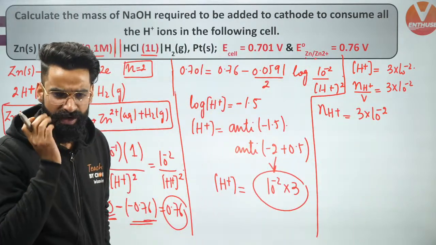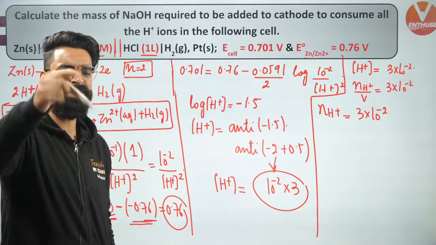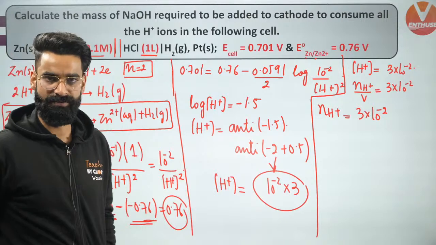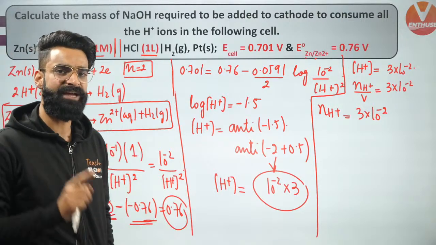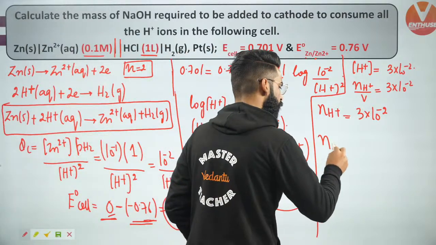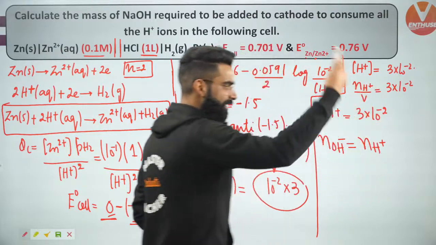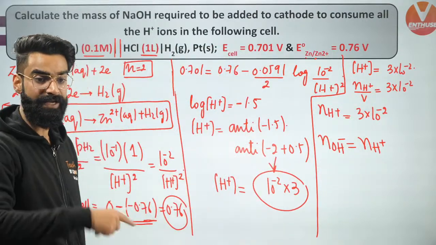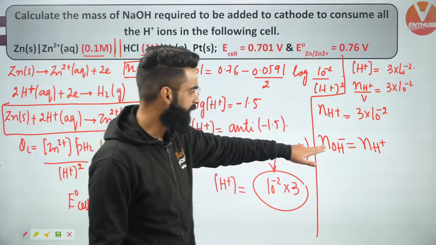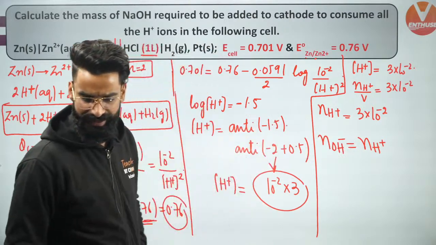What are we supposed to calculate? We are supposed to check what is the mass of NaOH that must be added to the cathode in order to neutralize all the H positives. In order to neutralize all the H positives in the cathode, can I say the number of moles of OH negative added should be equal to the number of moles of H positive in the cathodic container? Then only neutralization can happen.